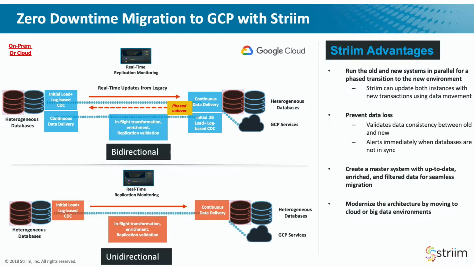Before we dive in, let's talk briefly about zero downtime or online database migrations. An online database migration consists of two processes: an initial load process to capture a snapshot of your database at a single point in time, and a log-based change data capture process to continuously capture all of the inserts, updates, and deletes that occur on your source database while the initial load is propagating.